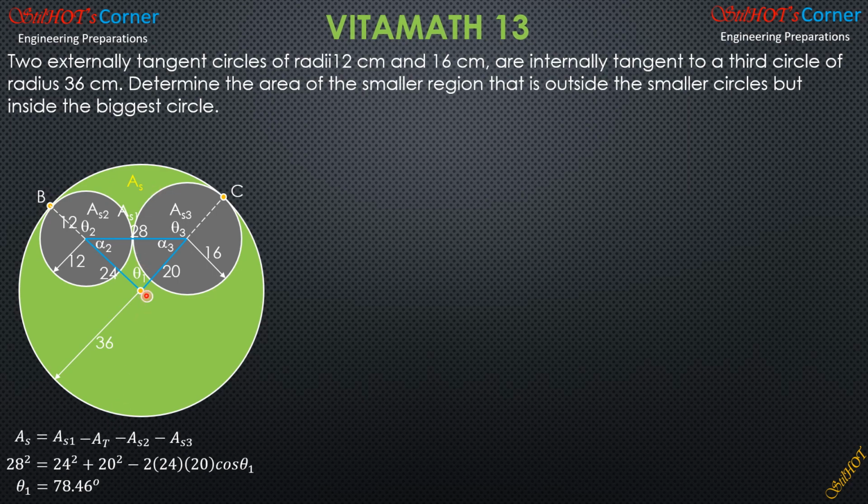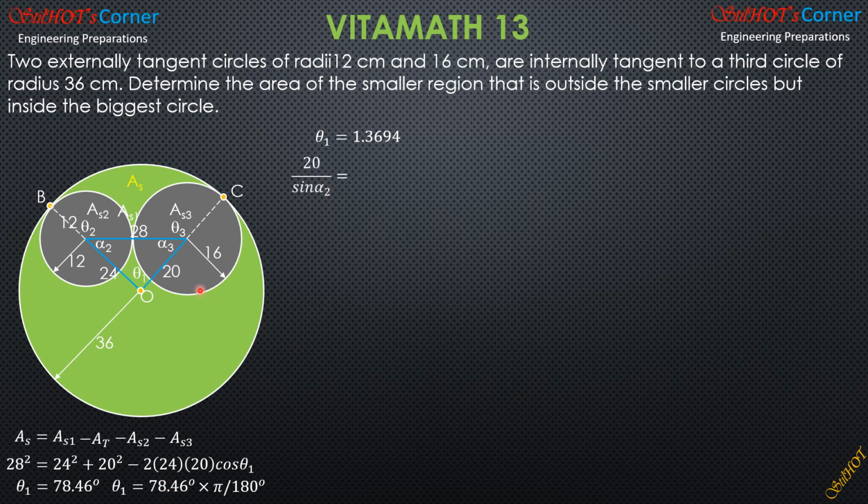Then we convert that to radians to compute area S1 as a sector, because it should be in radians in the formula one-half radius squared times central angle. So 78.46 degrees times pi over 180 degrees equals 1.3694 radians. Then we apply the law of sines to solve for alpha 2 and alpha 3. So we are sure that alpha 2 and alpha 3 are also acute angles, in fact less than 78.46.